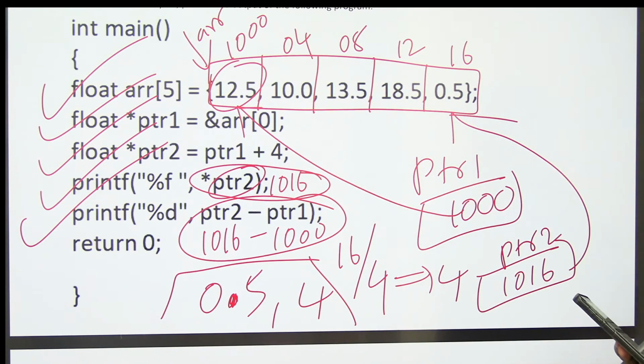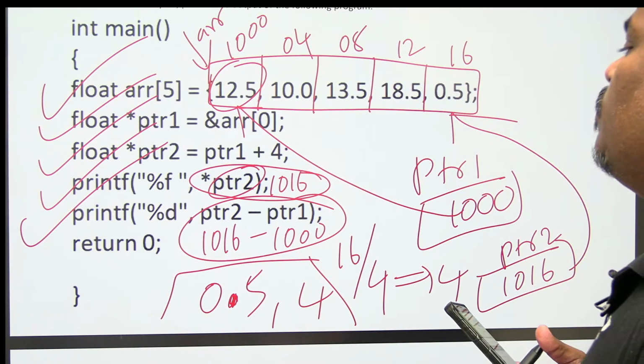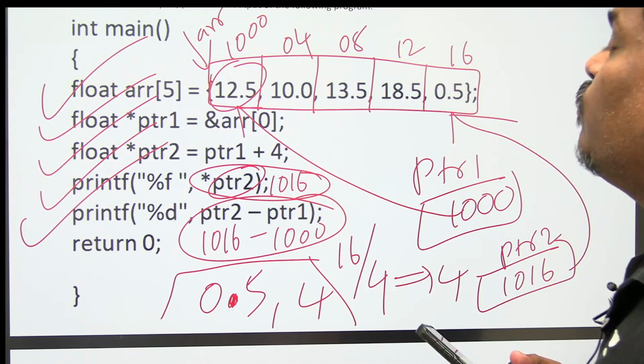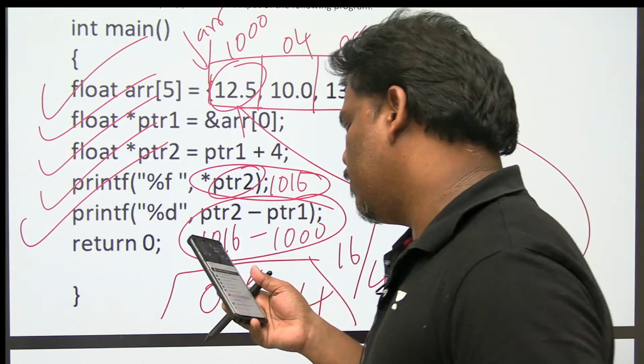PTR2 is 1016, star PTR2, the value inside 1016, I think 0.5. PTR2 is going to be 1016 and PTR1 is going to be 1000. 1016 minus 1000 is 16. 16 by 4, because every element is 4 bytes, gives 4. Answer is 0.5 and 4.